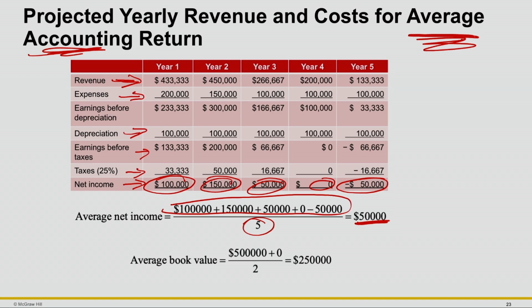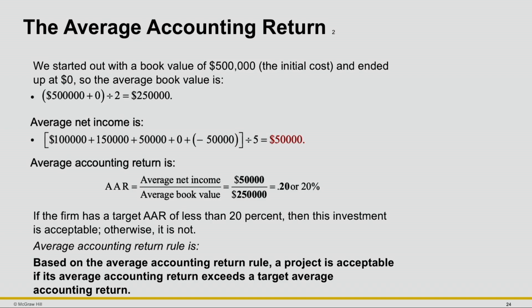Now, what is the average book value? Well, our asset base is assumed to be $500,000 at the beginning of the period, and we depreciate it straight line all the way through to 0 at the end of 5 years. So the average book value is $500,000 plus the ending value divided by 2, and we end up with $250,000 as the average book value. Now, we want to take the average net income and divide it by that average book value, and we get 20%. Now, once again, we have some sort of target that we would use. If our target is less than 20%, then this investment is great because it generates a higher return than our target. If our target is greater than 20%, then we would reject that project.